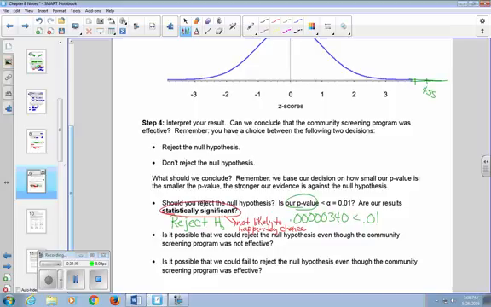Is it possible we could reject the null hypothesis even though the community screening program was not effective? It is still possible, but the p-value is so small that the chance of that being the case is very small. And the second one: is it possible we could fail to reject the null hypothesis even though the community screening program was effective? That's still a possibility.